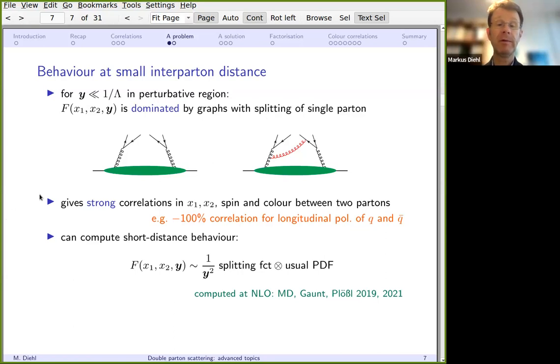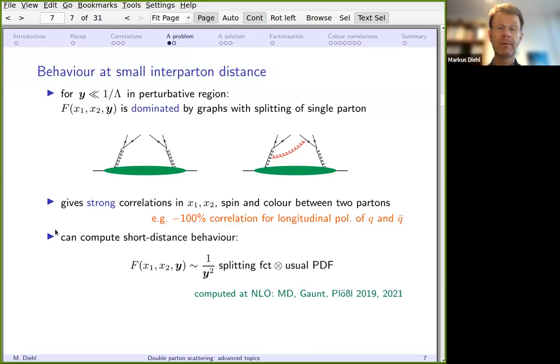Now, this mechanism gives very strong correlations in everything. A nice example is the splitting of a gluon into a quark-antiquark pair. Just from the way that a gluon couples to massless quarks, you know that whatever the helicity of the quark is, the helicity of the antiquark is minus that. So you have minus 100% correlation between the longitudinal polarizations here, the strongest correlation you can possibly have. And if you work out the color factors, you also find that the color correlation between these two partons is significant.